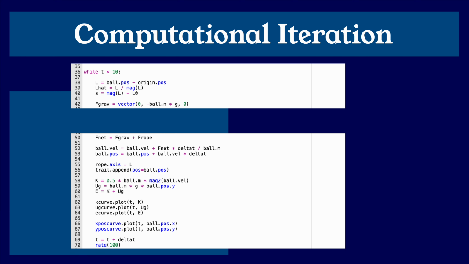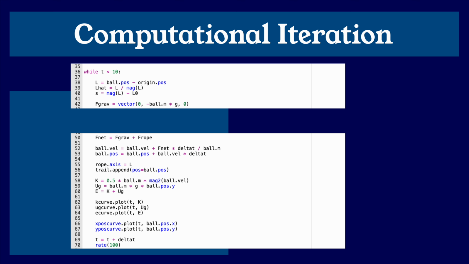So I first found L by subtracting the person's initial position from the original position. Then I found L hat and S. I then used the position and velocity update formulas in order to continuously find the new velocity and position. Next, I found the system's energy by using the kinetic energy formula and potential energy formulas and added them together to find the total energy of the system.